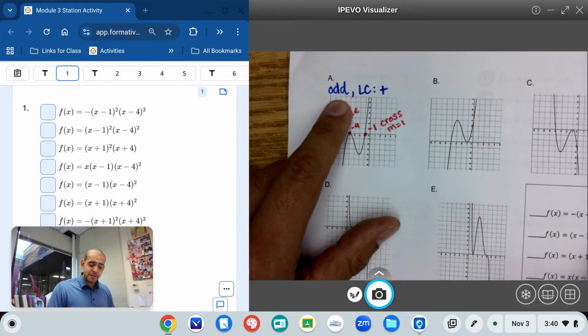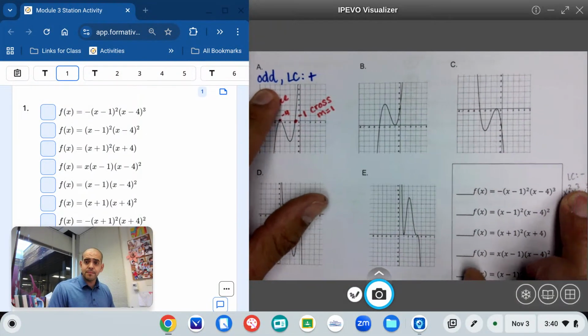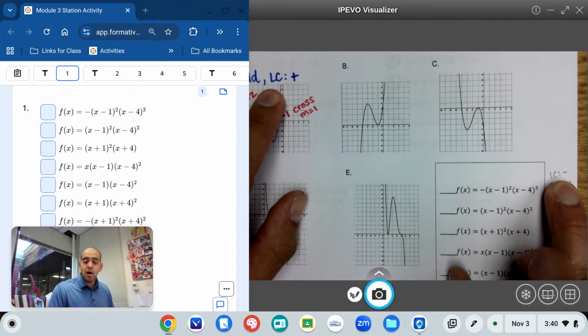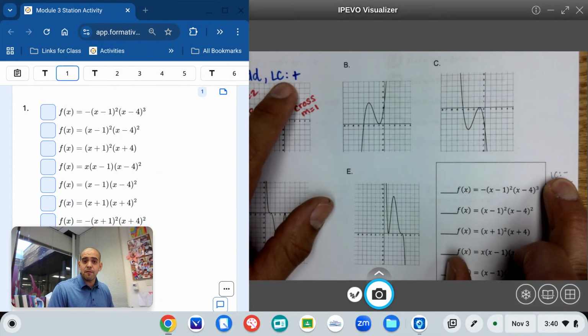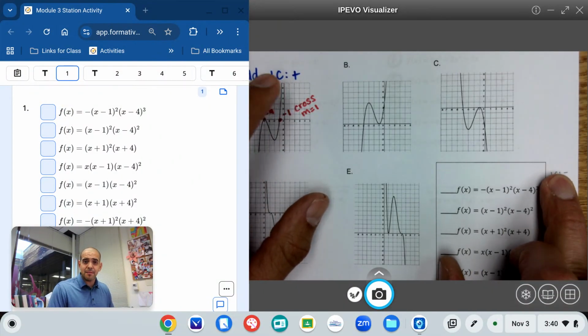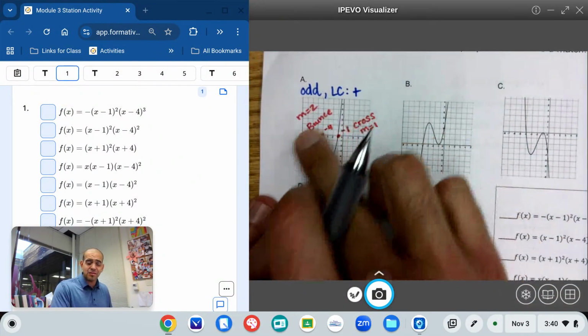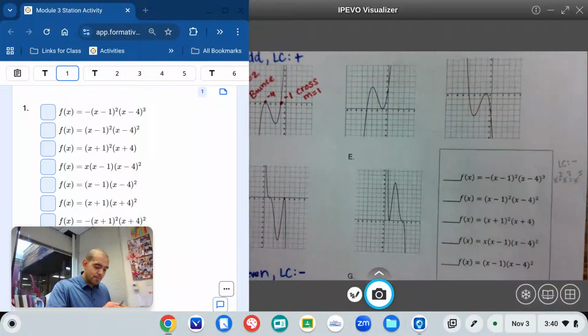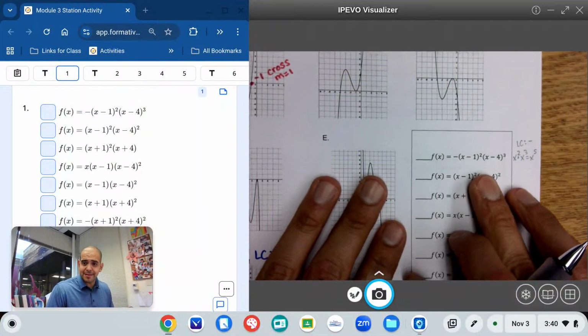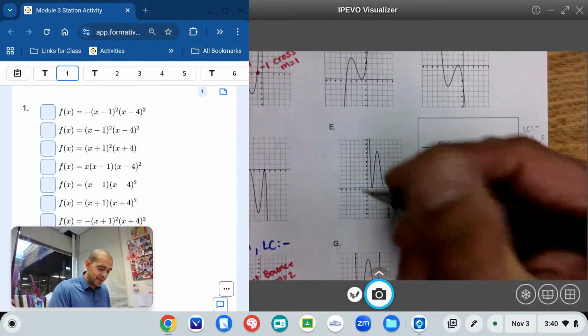Now, this matches, right? It's an odd function. Odd function. Oh, actually, it doesn't match. The leading coefficient is negative here, but this is positive, so this doesn't match. Okay? So I'm going to give you a hint. It's letter E.